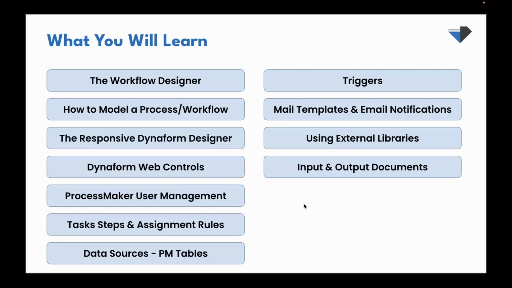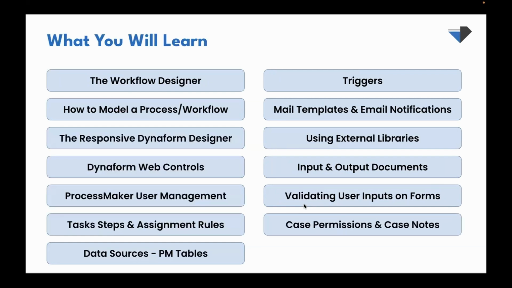And then we'll discuss input and output documents, what they are and how useful they are as process objects. And then how we could validate user inputs on our forms. And then we'll move on to case permissions and case notes. And lastly, we're going to have a bonus session that will give us the opportunity to look at things like web entry, dependent fields, and how we could deploy our process from our test environment to our production environment.